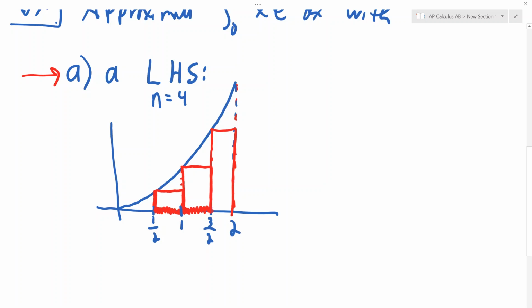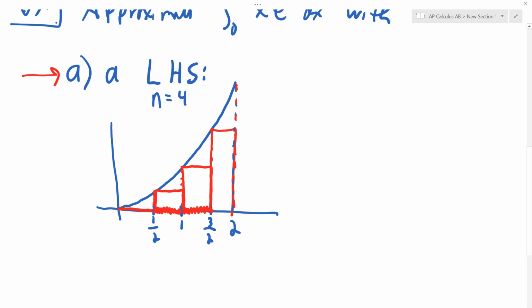I skipped the first interval, which is from 0 to 1/2, because what's the height on the left-hand side of that? 0. So we're going to put it in there. It's weird, but that's fine. Again, that's not up to you to say that doesn't make any sense. We're just using the left-hand side. The left-hand side there is 0.